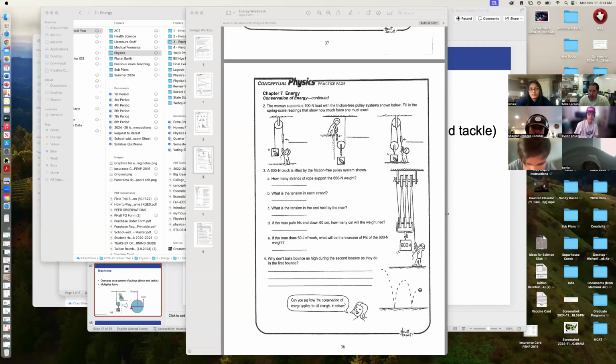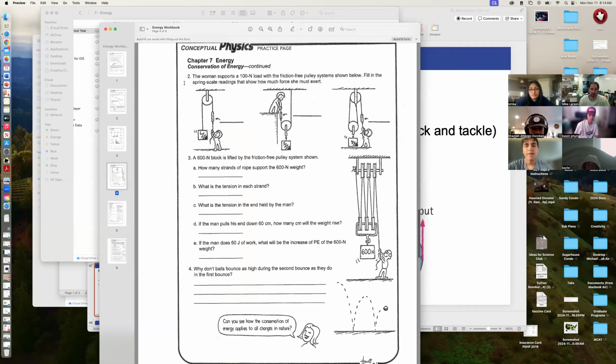All right, so here are some questions about levers. Here, this person has it set up so it just changes the direction of the force. So they'd actually have to pull down 100 newtons to lift this 100.